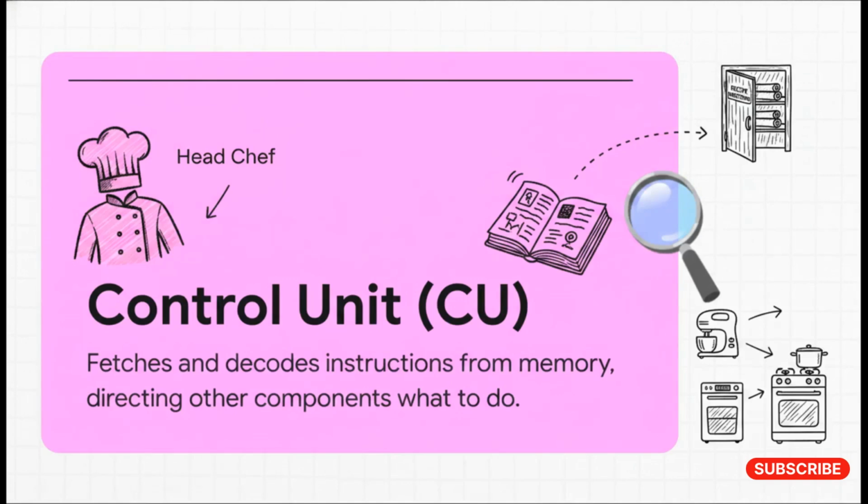All right, running the whole show is the control unit, or the CU. This is our head chef. Now the chef and the kitchen appliances we'll meet next make up what you probably know as the CPU, the central processing unit. The chef doesn't do the cooking, but it's in charge of everything. It grabs a recipe from memory, reads it, and then tells everyone else in the kitchen exactly what to do and when.